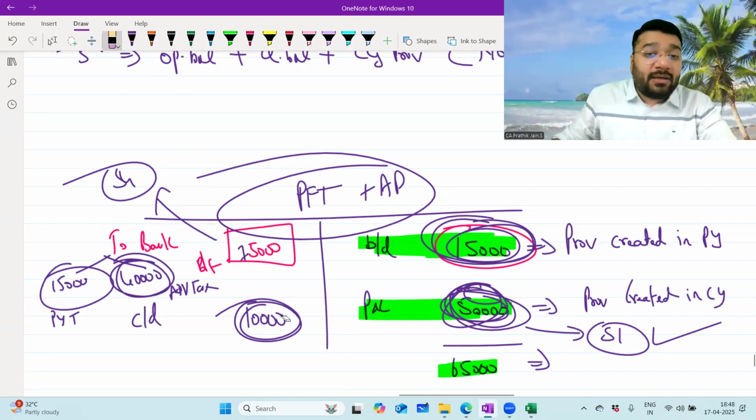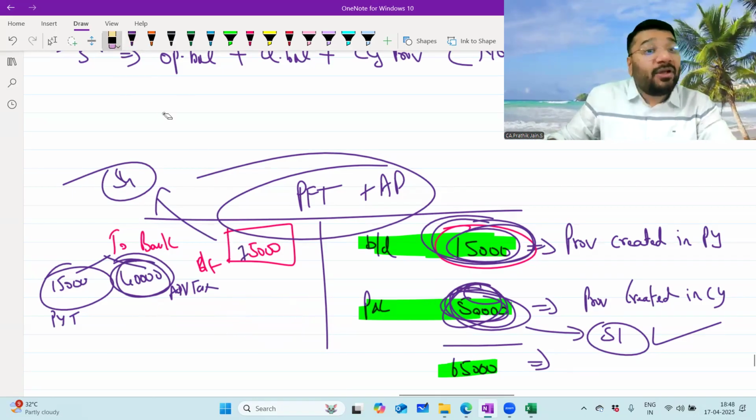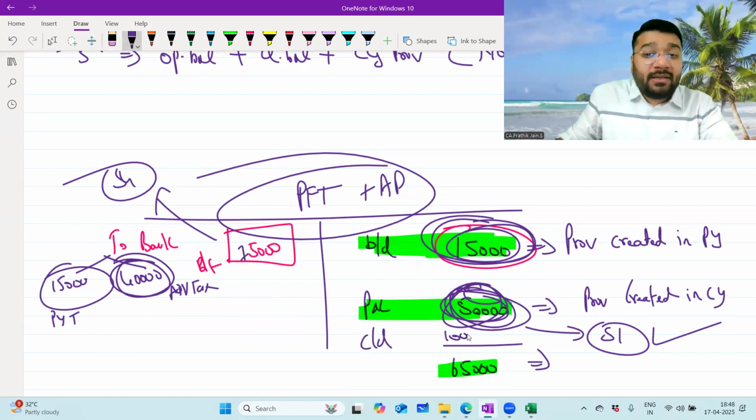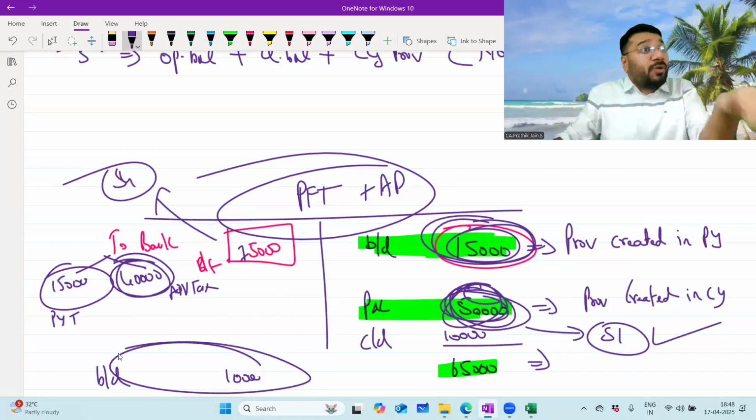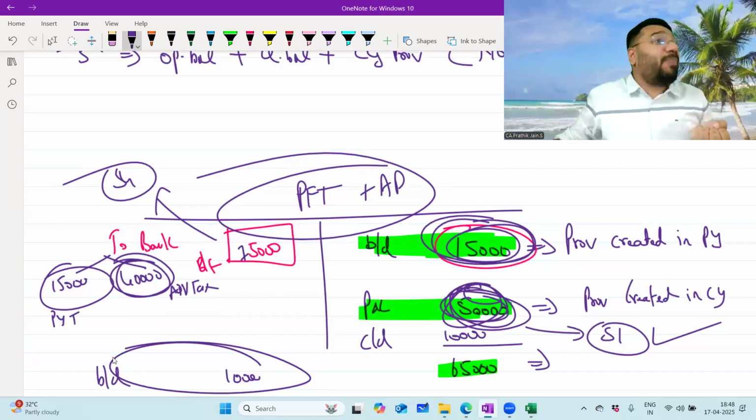Now tell me, what is the closing balance? Will the closing balance come this side? The closing balance will come credit side. How much is it? 10,000. Is it correct? Now balance brought down is coming 10,000. Debit balance means what? Now I am supposed to recover 10,000 back from the income tax department.